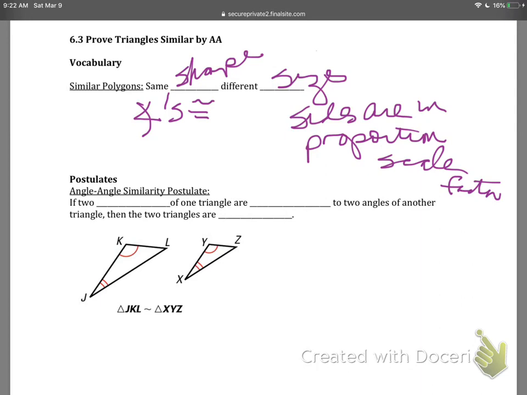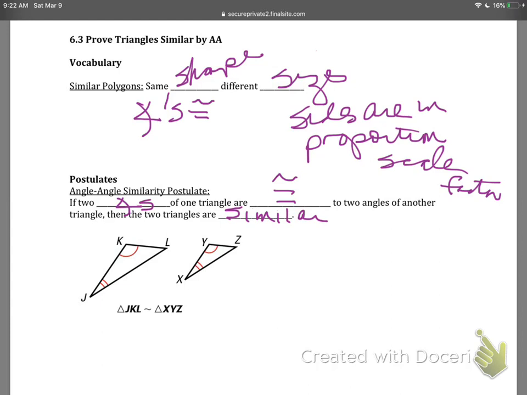Okay, the angle-angle similarity postulate tells us that if two angles of one triangle are congruent to two angles of another triangle, then the two triangles are similar. Okay, so they're not congruent, they're similar.